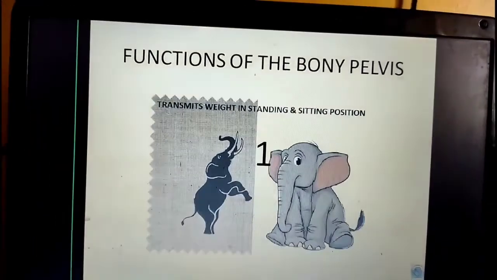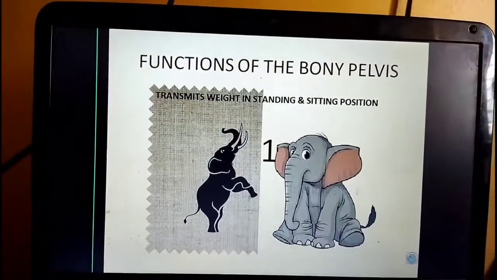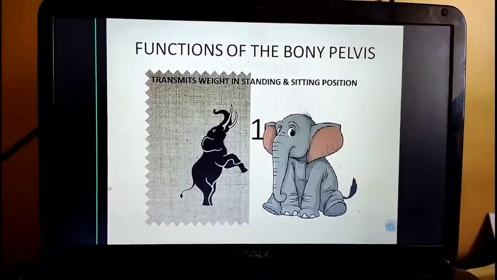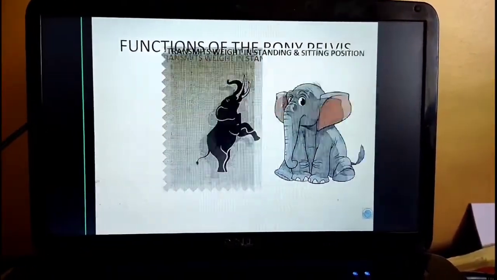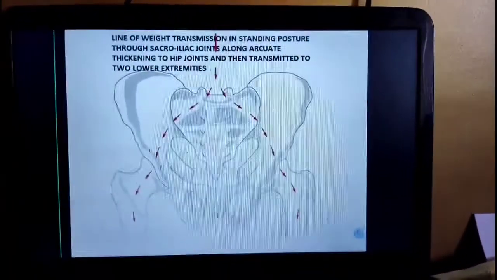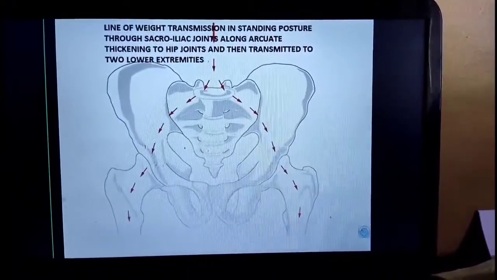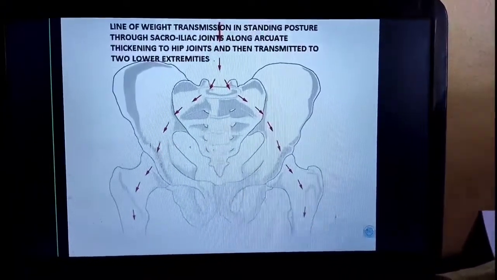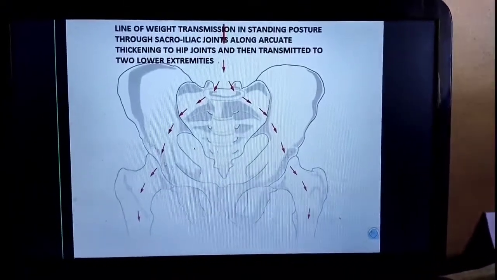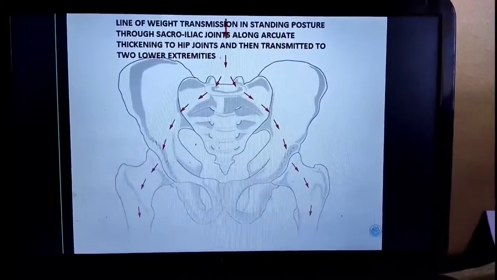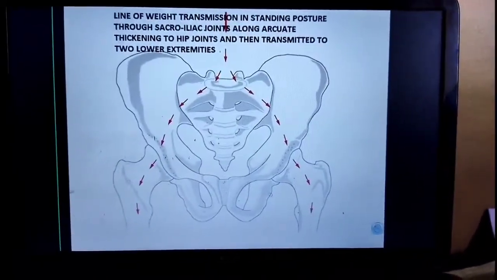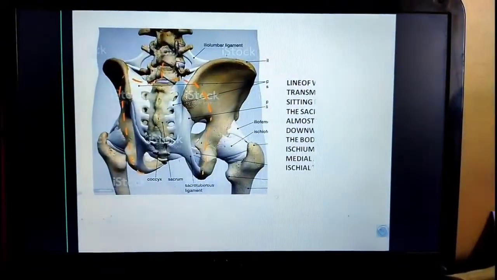Now the functions of the bony pelvis. It transmits weight in standing and sitting position. This is very obvious. Now we shall see the lines of transmission of body weight. Here you can see that in standing position the weight is transmitted through the sacroiliac joints along the arcuate thickening and then to the hip joints, and then it passes on to the lower extremities.